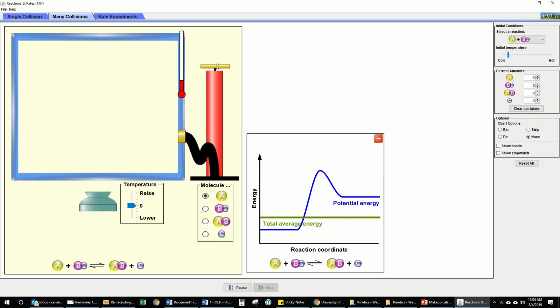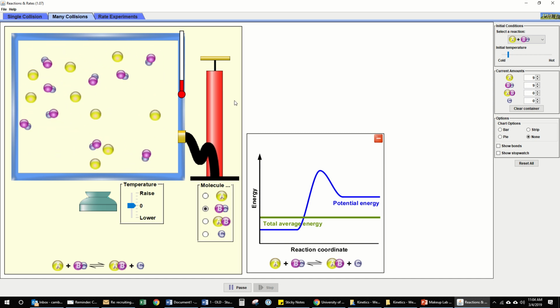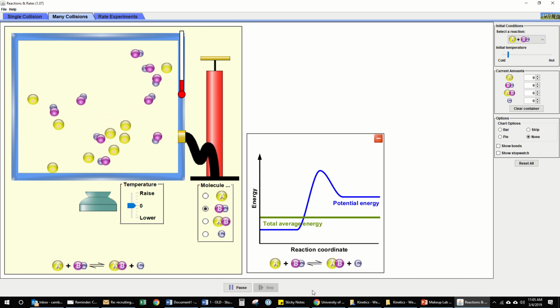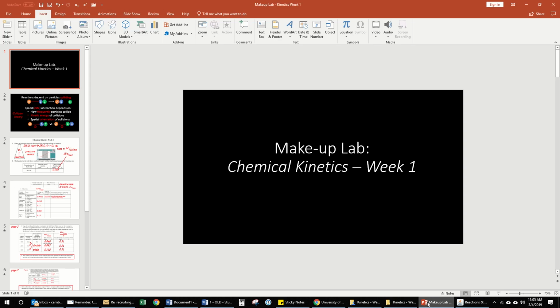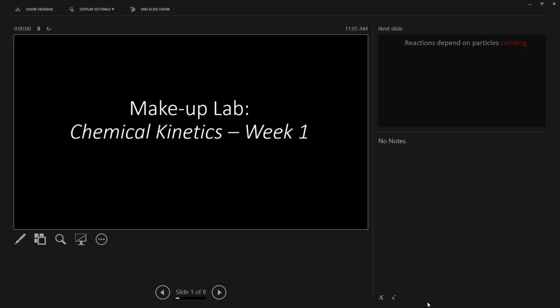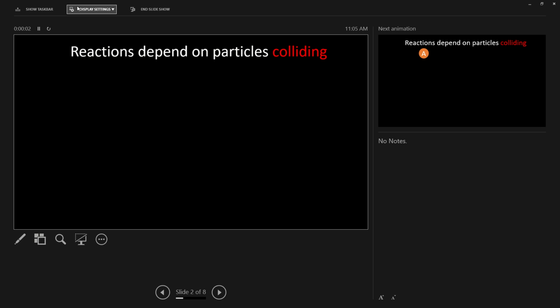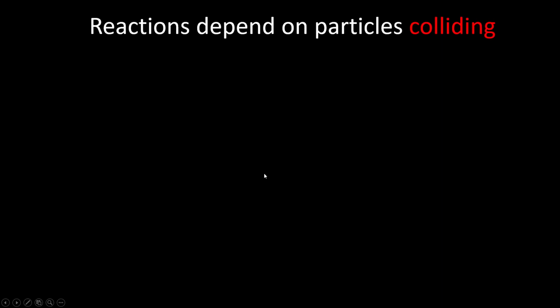Another factor that affects whether or not a reaction will be successful is how frequently particles will collide. If I have more particles in there, that's going to increase the likelihood that they're going to hit each other. If I change that, that will affect the rate of the reaction. So this mental model that we use is known as collision theory.